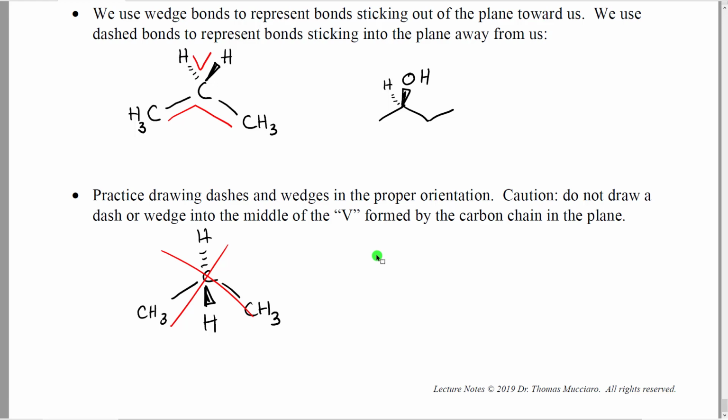It doesn't well represent the actual three-dimensional arrangement of the groups around the central carbon. And in fact, if we were to do this in a later chapter, where we're going to look at the specific way these groups are arranged, we would get exactly the wrong answer. So it's very important that we don't do this. We don't draw groups down into the V in the plane. Instead, we make sure that the wedge and dash groups are outside of that V, in the other direction.